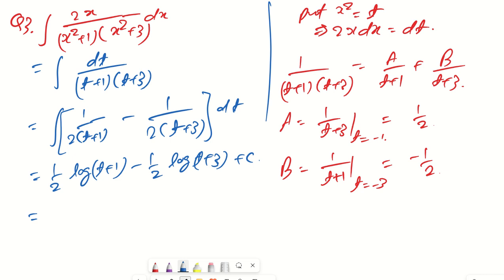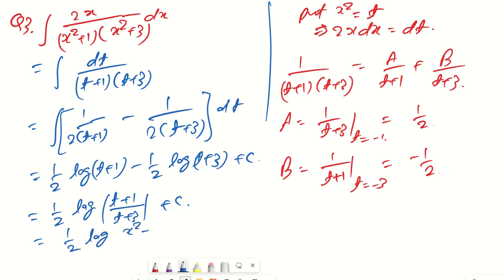I can take out 1 by 2, so we can write it as log a minus log b. So it will become 1 by 2 times log of (t + 1) by (t + 3), and you should put mod, and then t can be replaced with x square. So I can write it as 1 by 2 times log of |(x square + 1) by (x square + 3)| plus some constant c. So this is the solution for this particular question.